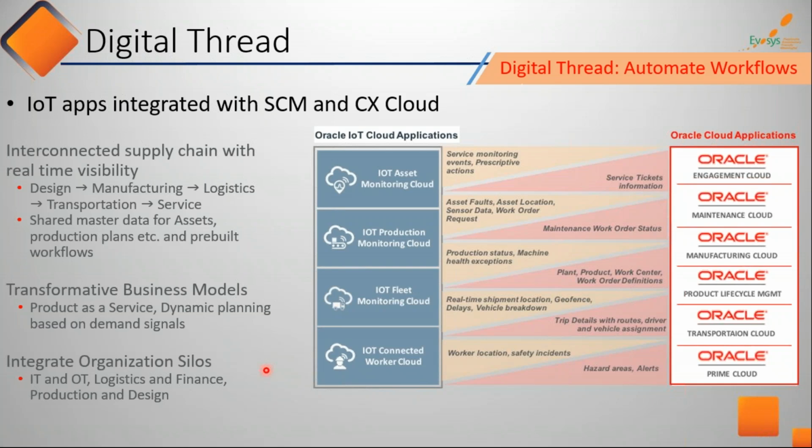IoT fleet monitoring integrates with your transportation cloud, where each and every trip detail, your routes that have been pre-planned, the planning that has been done for vehicle assignment for the driver, and the real-time tracking of your shipment based on the location of your vehicle, geofencing, delays, vehicle breakdown. All these cases can be tracked in real time through IoT fleet monitoring cloud.